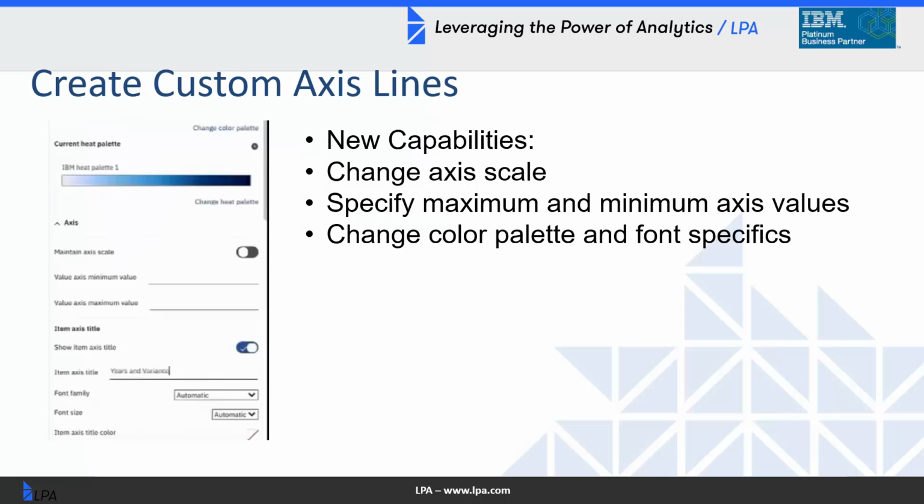With the custom axis lines, you can change the axis scale. A lot of times, in the past, I've been trying to create Workspace visualizations, and if you've got different data points, and just the scaling is completely different between those data points, it's very hard to get that on a chart so that it's meaningful. You can actually change that scale now, change the starting point, max point, etc. You can also change the color palette and the font specifics on that axis as well.